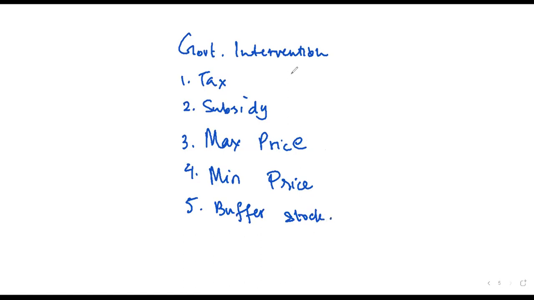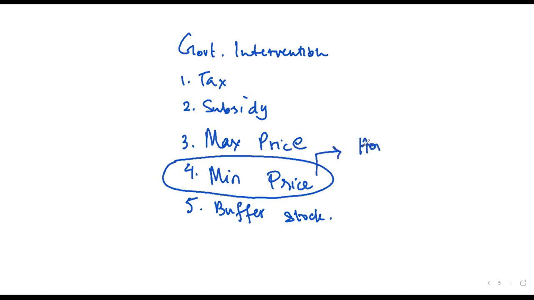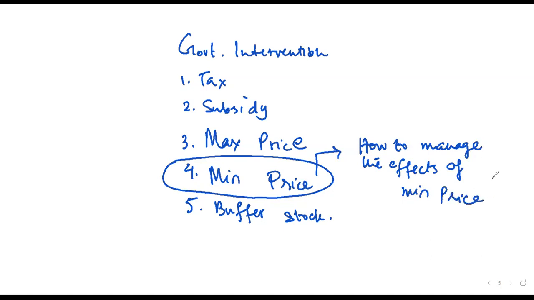What I was discussing, burning the surplus and destroying the surplus, is when minimum price is being used. How to manage the effects of minimum price. And how do you manage the effects of minimum price? Either you store the surplus, you export the surplus, or in the worst case scenario, you destroy the surplus.